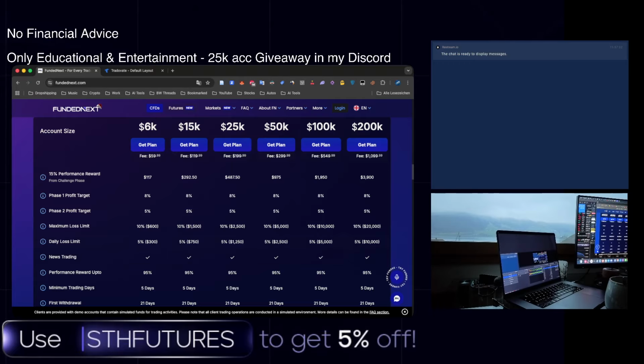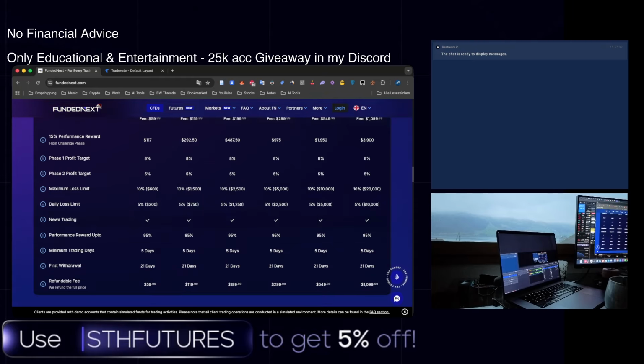And they also have a daily loss limit. This is really important for the risk management. You are not allowed to go below 5K loss on a daily basis, or you will also lose the account. You're allowed to trade through the news. This is really cool. And as I said, they have a 95% performance reward, which is insanely high compared to other prop firms. And for the price you pay, it's really a great deal, honestly.